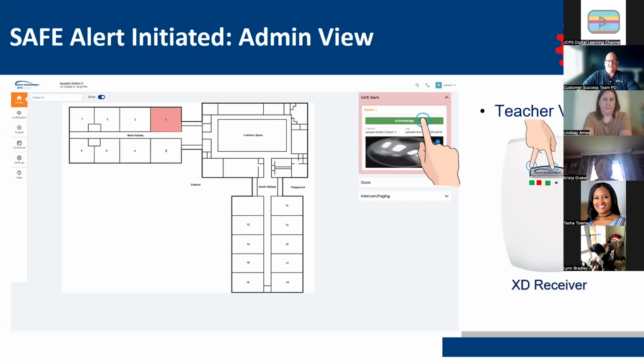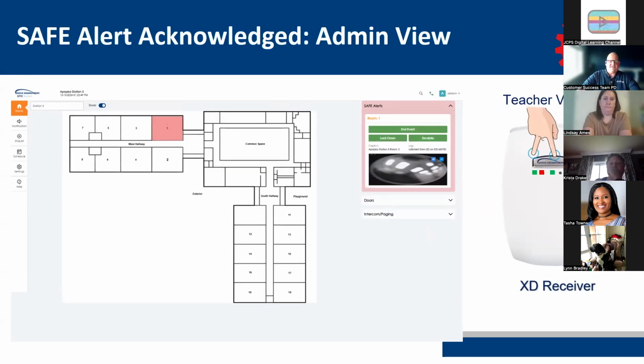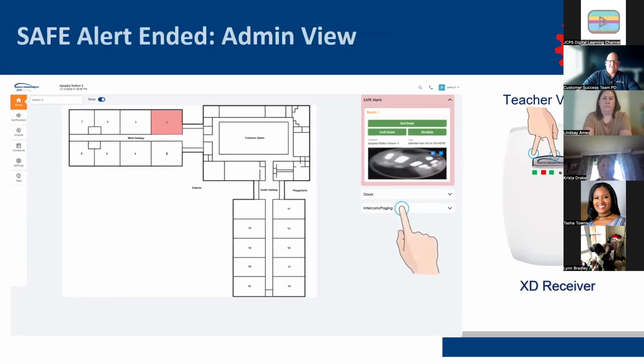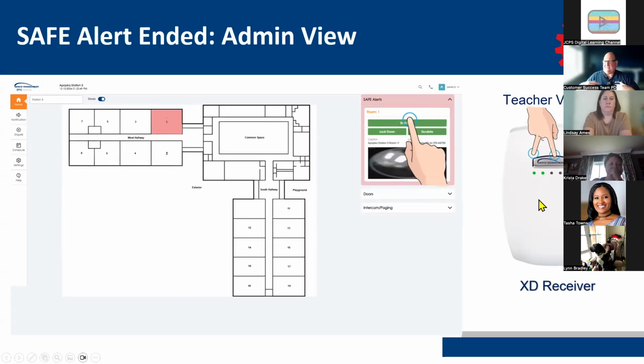So green, red, green on acknowledge. Then once the event is over, they will click end event. Your teacher view lights turn back to green and everything's done. Now, this also works if you're just in the hallways or on the way to and from. If there's a reason to hit these buttons to launch a safe alert, you can still press them.